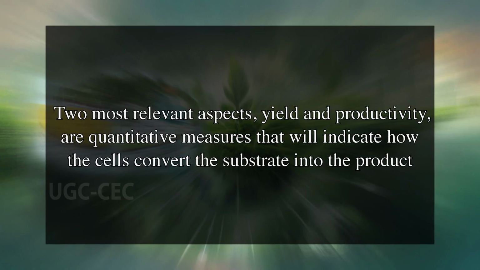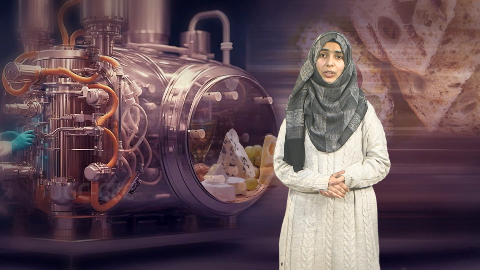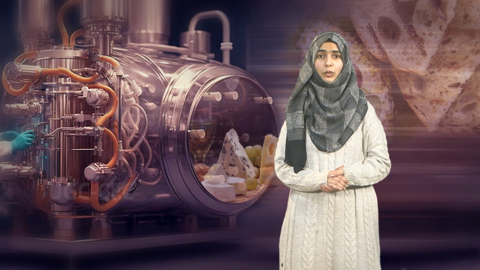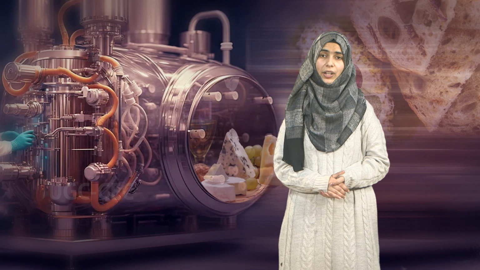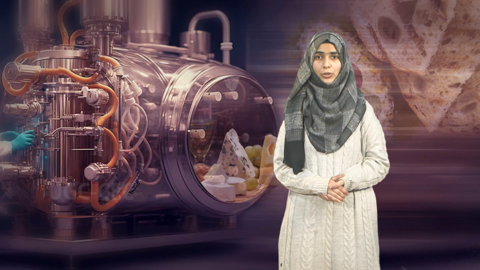The two most relevant aspects, that is, the yield and productivity, are quantitative measures that will indicate how the cells convert the substrate into the product. The yield represents the amount of product obtained from the substrate, while the productivity specifies the rate of product formation.